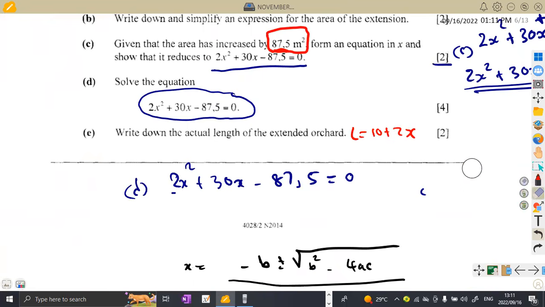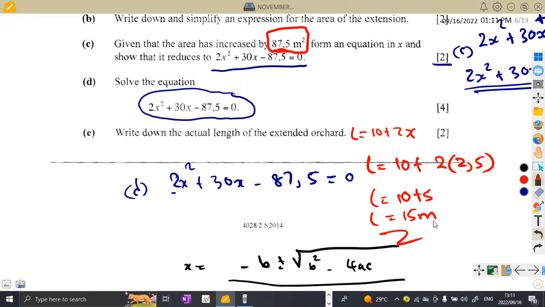So we have got our x here, and we're just going to substitute that x. Our length is going to be 10 plus 2 times x. We use the positive, and our positive is 2,5. So our length is going to be 10 plus 2 times 2,5, which is 5. And if we add, we're going to have 15 meters. Those units were in meters. So that is the actual length of the extended orchard.